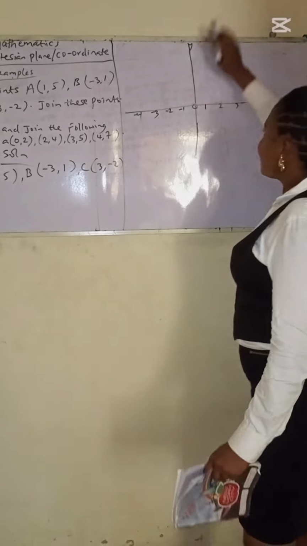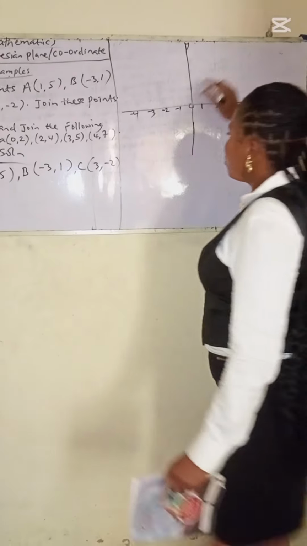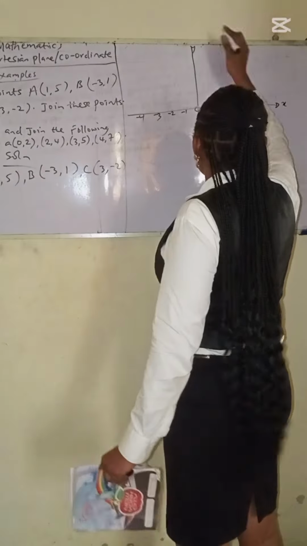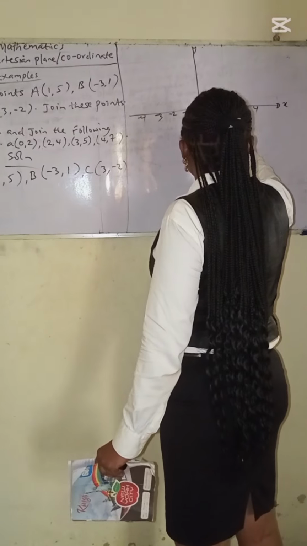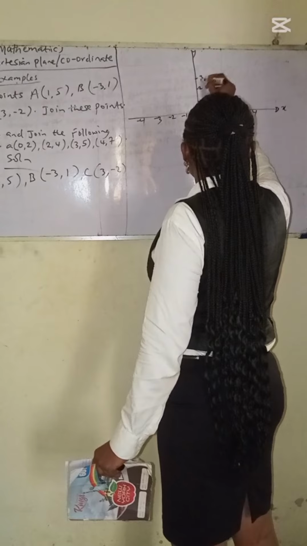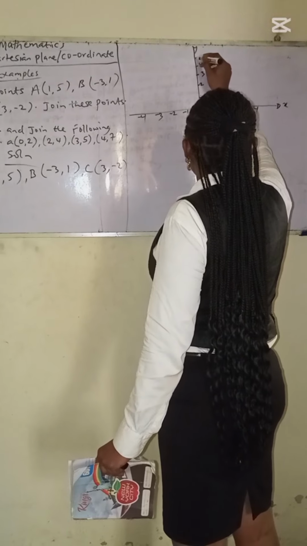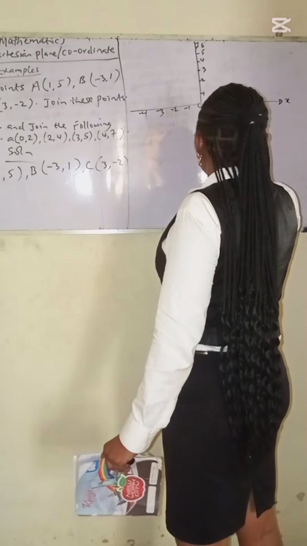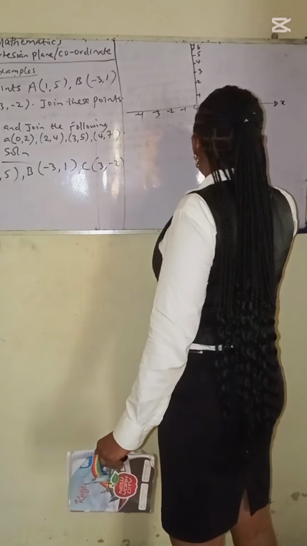Then I go to the y-axis. The upside is our positive numbers. So the highest number for y here is 5, so I'm going to write up to 6 or so. So I'm going to put here 1, 2, 3, 4, 5, 6. Then here minus 1, minus 2.